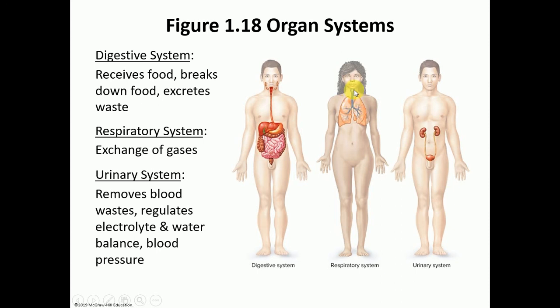The urinary system is made out of the kidneys, ureters, the urinary bladder, and then the urethra. It will remove different waste products from the blood and eliminate them through the urine. The amount of urine that we make and the concentration of urine are really important ways our body regulates electrolyte and water balance, and it's also useful in regulation of blood pressure.